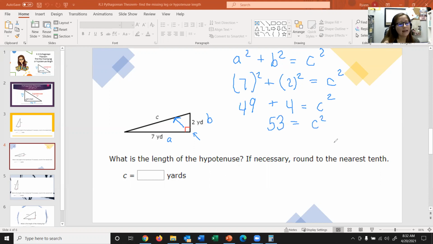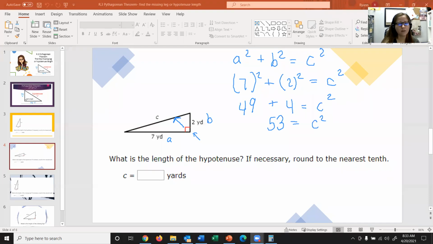Now we can do that estimating again as far as what numbers we're going to be between, because again, this was one of those questions that says round the answer to the nearest tenth. So there's a possibility we're going to get a decimal. Okay. We know that the square root of 49 is 7. And we know that the square root of 64 is 8. So we know that 53 is going to fall somewhere between 49 and 64. So it's going to be somewhere between 7 and 8 is what our final answer is going to be.